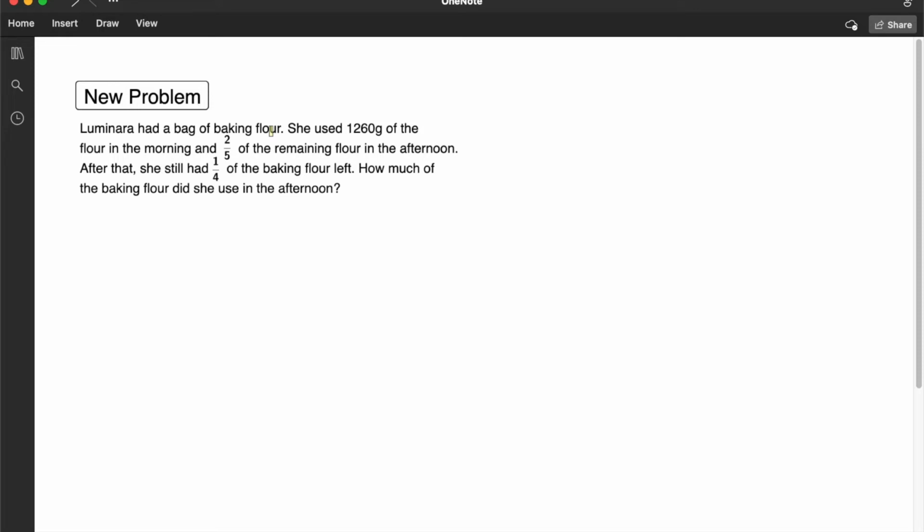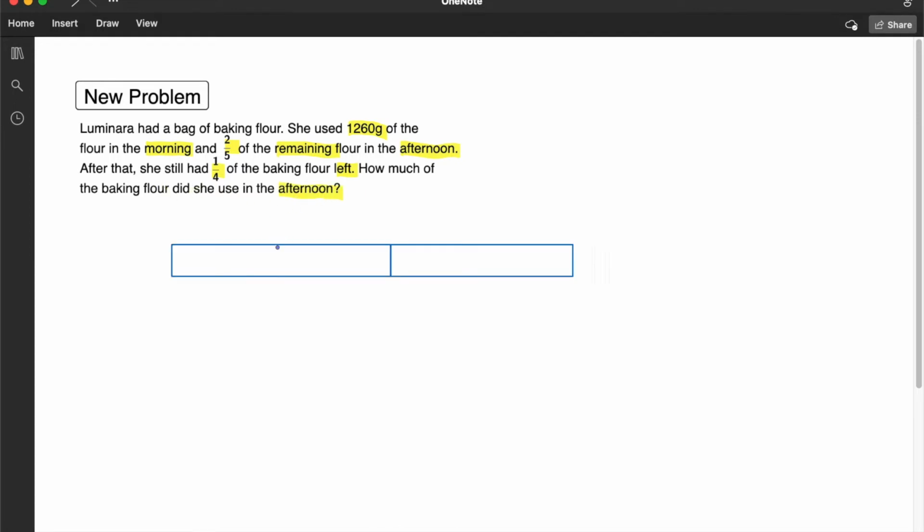Luminara had a bag of baking flour. She used 1260 g of the flour in the morning and 2/5 of the remaining flour in the afternoon. And after that, she still had 1/4 of the baking flour left. Question: how much of the baking flour did she use in the afternoon?